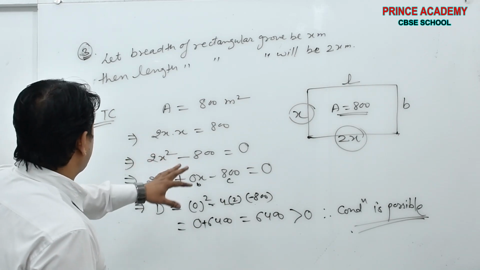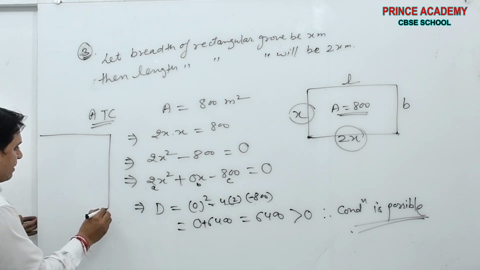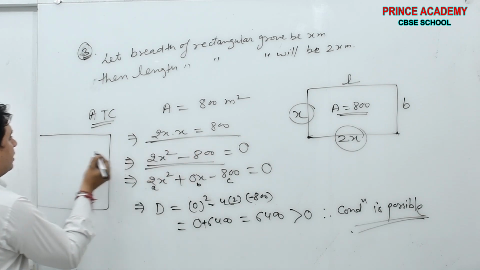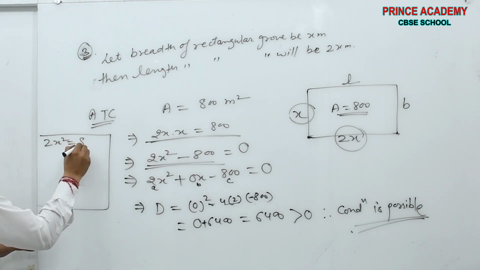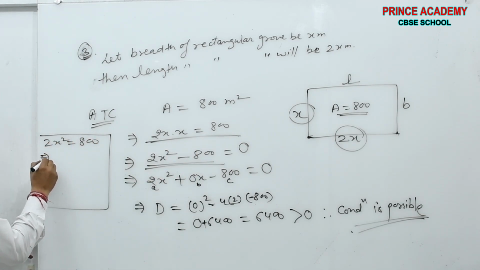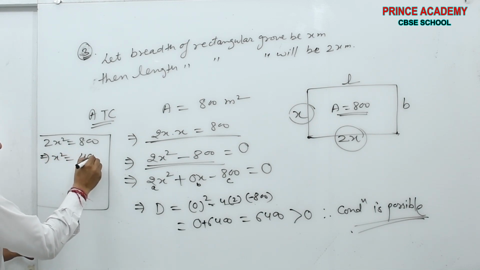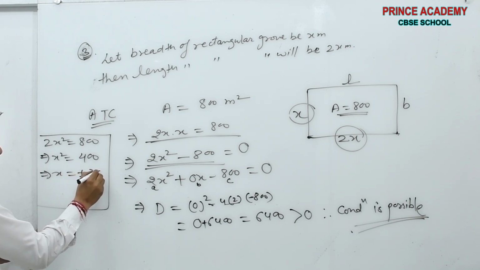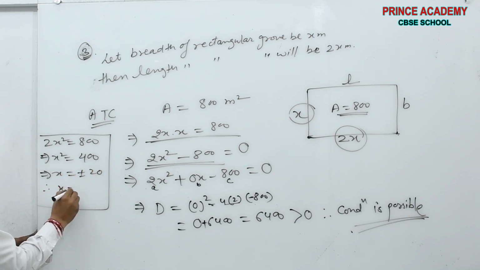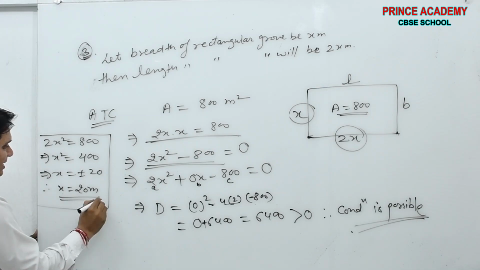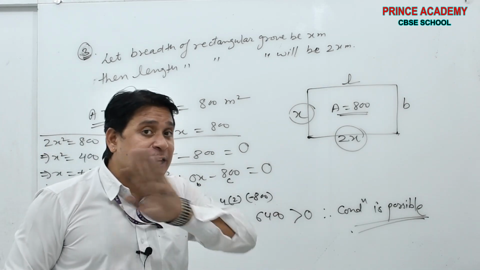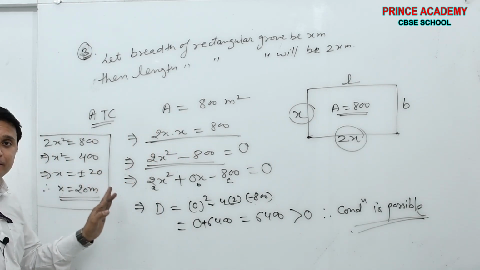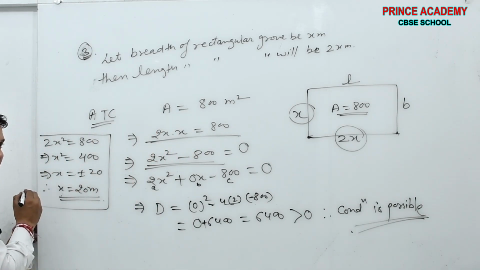See beta, I am solving the remaining part here. It is very simple. From here you can see 2x square is 800, x square is 400. Yes or no? 2 is cancelled. x is equal to plus minus 20. Therefore, x is equal to 20 meter. Because length or breadth can't be negative. Any length can't be negative. Therefore, x can't be negative 20. x is equal to 20 meter.